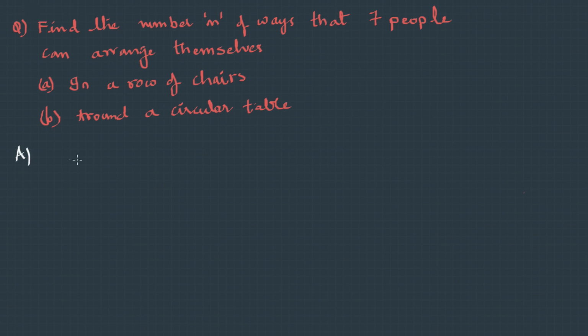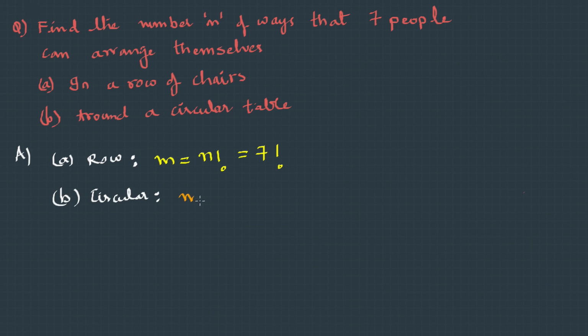For the first bit, for people sitting in a row, the number of permutations will be n factorial. Here we have 7 people, therefore n is 7, which becomes 7 factorial. And the B bit is around a circular table. The number of arrangements around a circle is n minus 1 factorial. Therefore, the answer is 6 factorial.